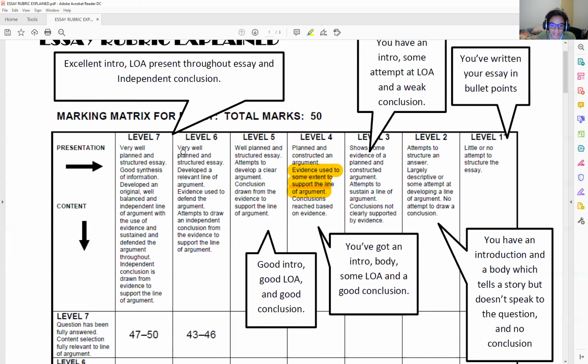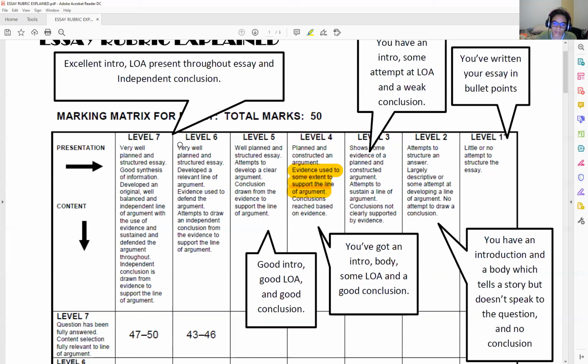But anyway, level six and level seven both have an excellent introduction, a line of argument that is present throughout the essay, and an independent conclusion. So I'm going to explain what that means in a moment.